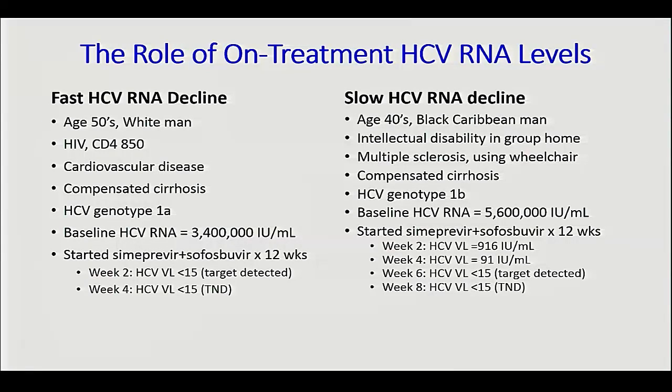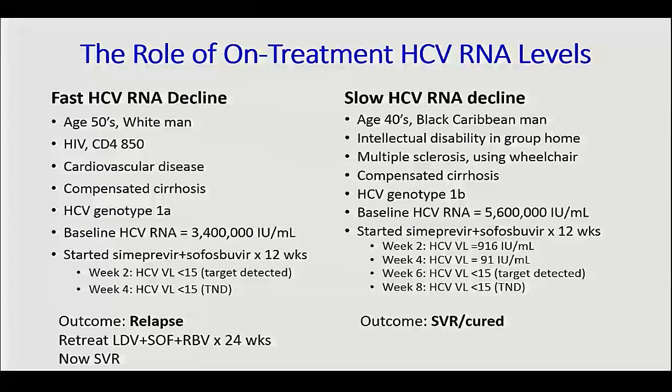Around the same time, I saw another man. He's in a group home, so I know he's taking all of his meds because I talked to the group home. They give him his meds every day. Multiple sclerosis, he has cirrhosis. Viral load about the same. Started on simeprevir, sofosbuvir for 12 weeks. Week 2, 916. Week 4, 91. Week 6, target still detected. Week 8, finally target not detected.